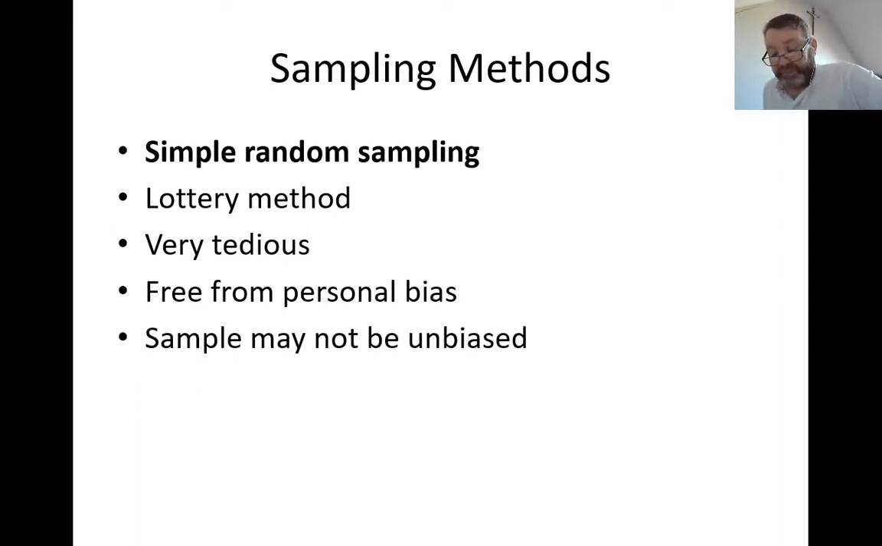The sample may not be unbiased. Now, what do I mean by that? Well, if you're selecting randomly, and I told you this already, say for example, anybody not wearing a tie, out you come. That's all the girls straight away. So even though I've selected randomly, the sample is biased. All right. So randomness does not exclude bias.